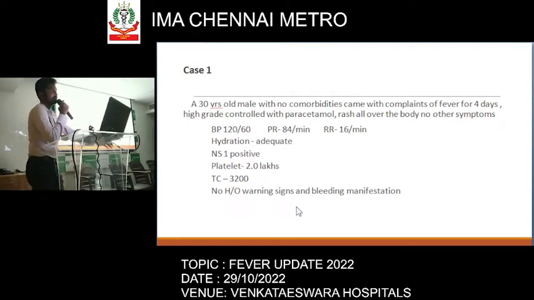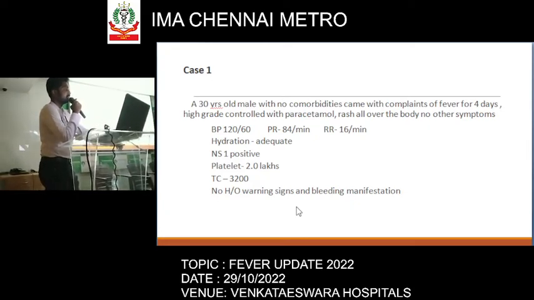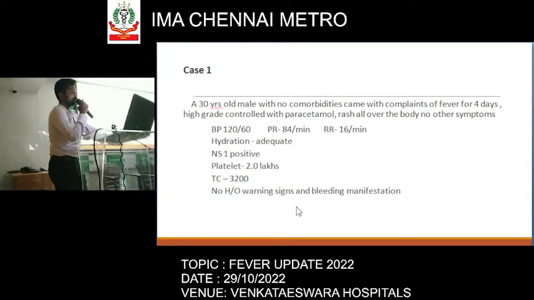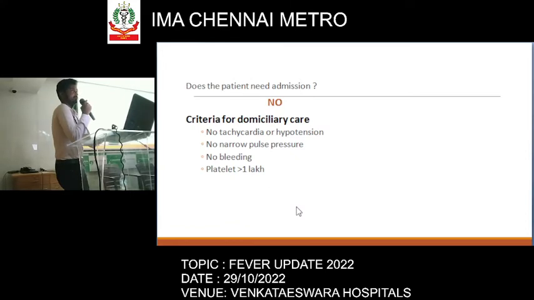His routine blood investigation showed NS1 positive. The platelet count is around 2.0 lakhs and the total count is 3,200. Currently, the patient is in the febrile phase of his illness. Other than that, there are no warning signs or bleeding manifestations, and the patient is quite comfortable and totally stable. So the first thing we should decide is whether this patient needs admission or can be managed on an OP basis. OP, definitely. The patient doesn't need any admission because his vitals are stable and everything is good. So, in a dengue patient, what are the criteria for domiciliary treatment?